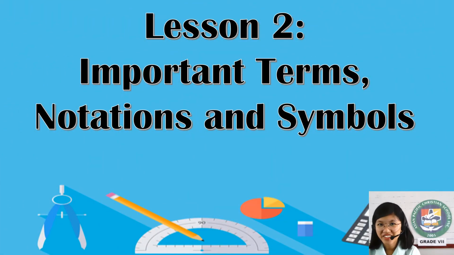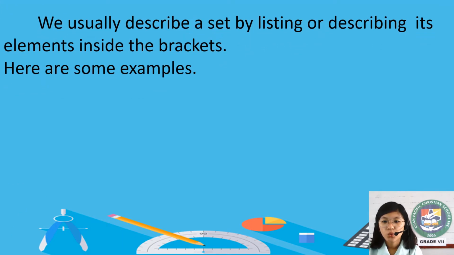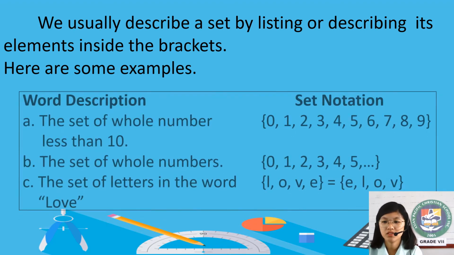Good afternoon, grade 7. Our lesson for this day is about important terms, notations, and symbols. We usually describe a set by listing or describing its elements inside the brackets. And here are the examples.